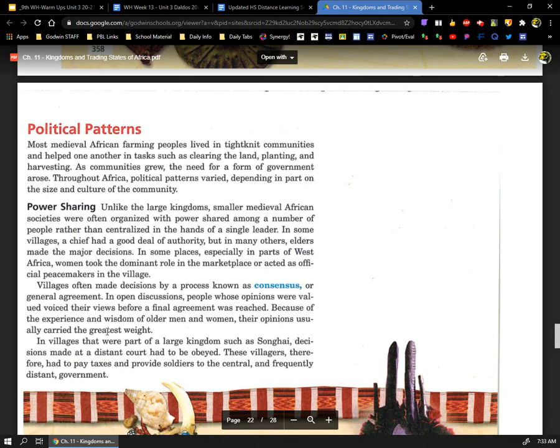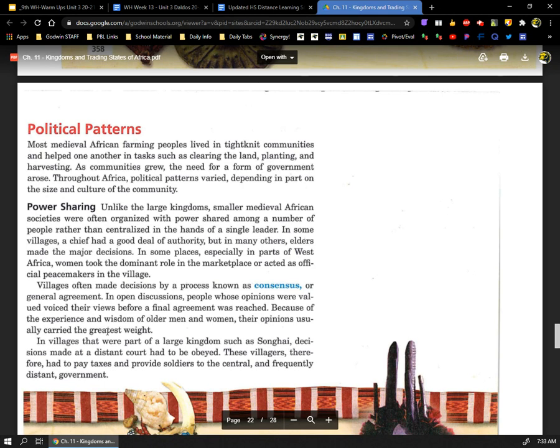Power sharing. Unlike the large kingdoms, smaller medieval African societies were often organized with power shared among a number of people rather than centralized in the hands of a single leader. In some villages, a chief had a good deal of authority, but in many others, elders made the major decisions. In some places, especially in parts of West Africa, women took the dominant role in the marketplace or acted as official peacemakers in the village.